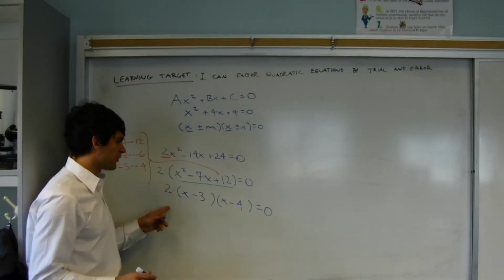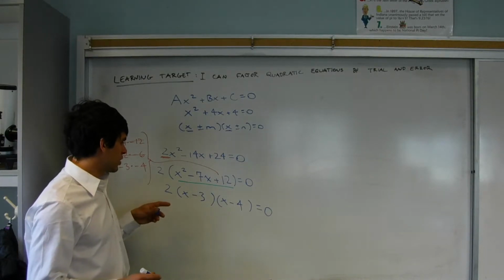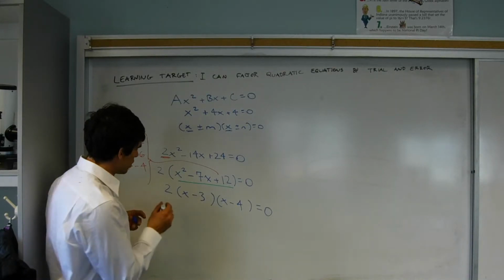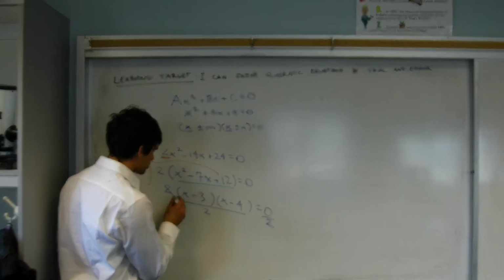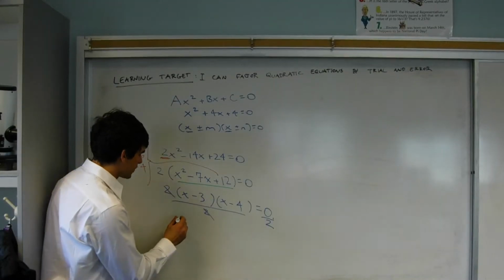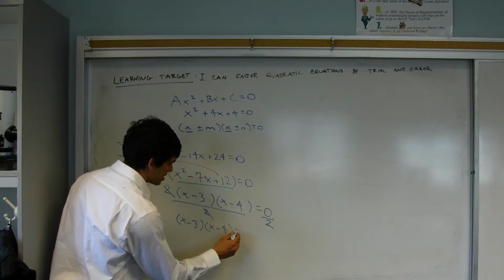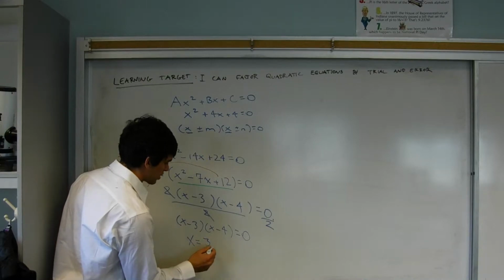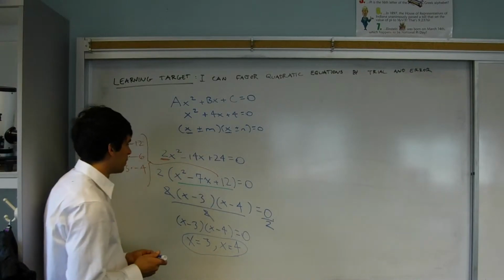So now we've factored this equation as far as we can. Now to find our solutions to the equation, we can do something cool. We can divide each side by 2, and these 2's will each cancel, and 0 divided by 2 is still equal to 0. So we'll get x minus 3 times x minus 4 is equal to 0. And using the zero product property, our solutions are just x is equal to 3, x is equal to 4, and that is our answer to this equation.